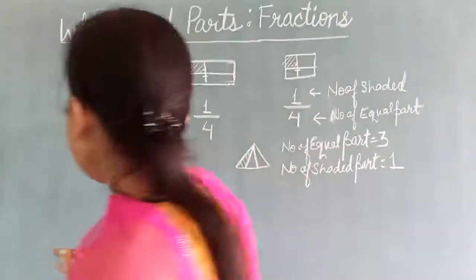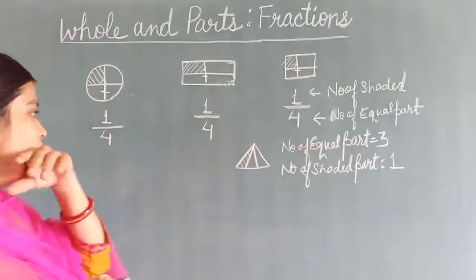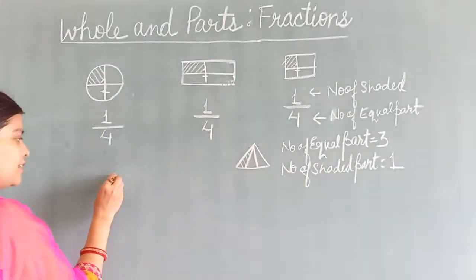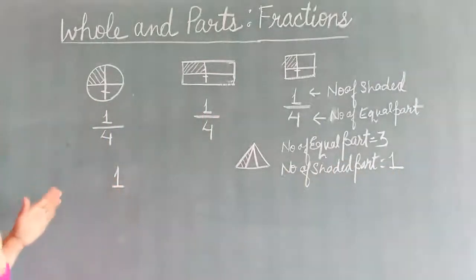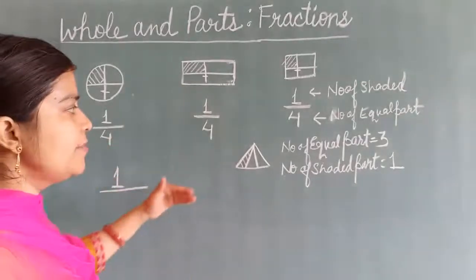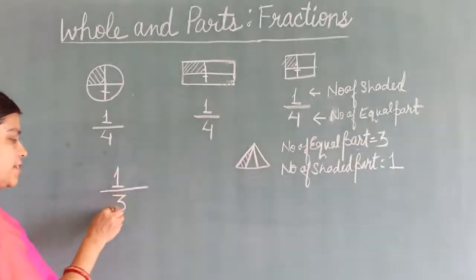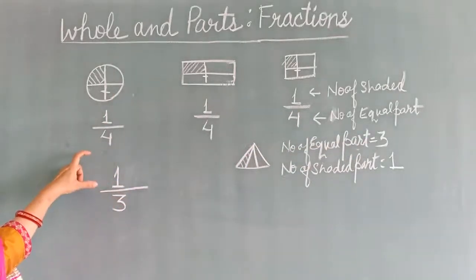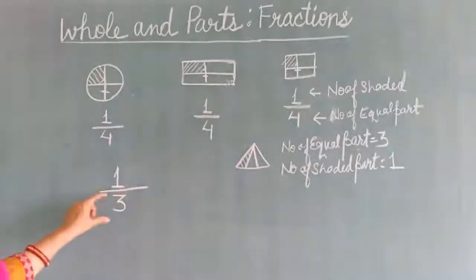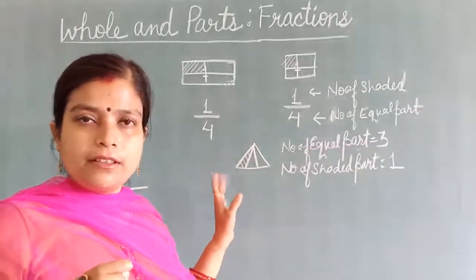Understood? So, for writing the fraction, we will write like this. The number of the shaded part we will write upside, then there will be the line, and in the down part of the fraction we will write the number of equal parts, that is 3. Understood? In the top what are we writing? The number of shaded parts. Yes? And in the down what are we writing? The number of equal parts. So you understood?